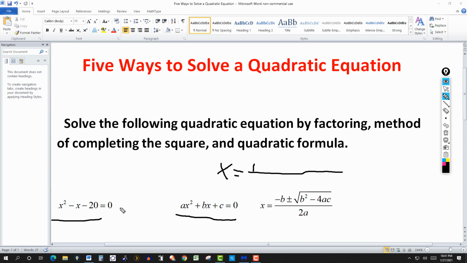We're going to plug those into the formula. Okay? So where you have an a in the formula, we're going to plug in 1. Where you have a b, it'll be negative 1. Where you have a c, it'll be negative 20.